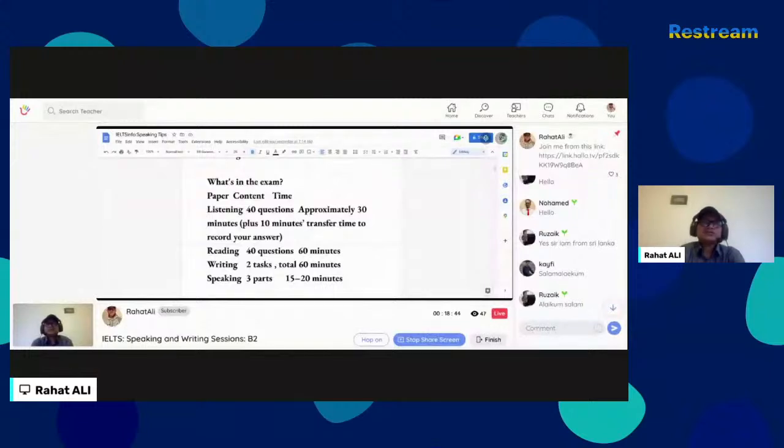When the cue card or task two in speaking is over, you go to task three or part three of the IELTS exam. Basically, the questions there would be related to task two. So we must have a good concept of vocabulary, grammar, fluency, and presentation skills for getting a good score in the IELTS speaking task.